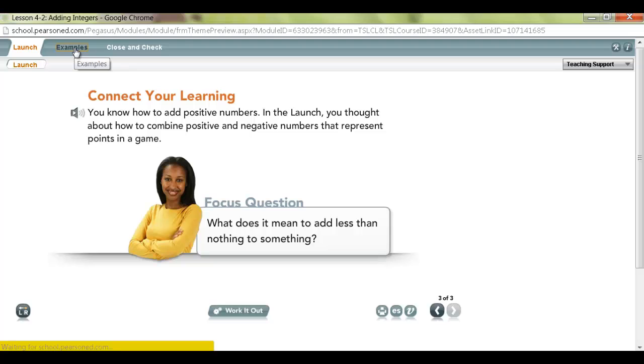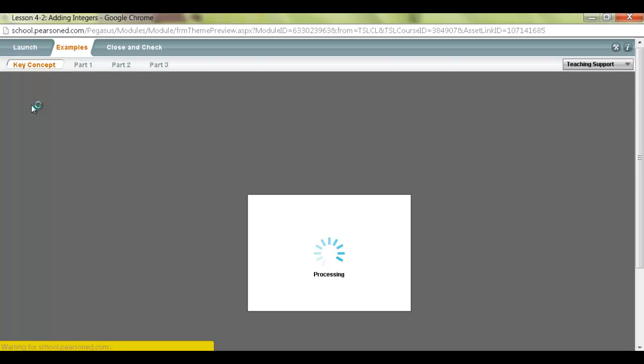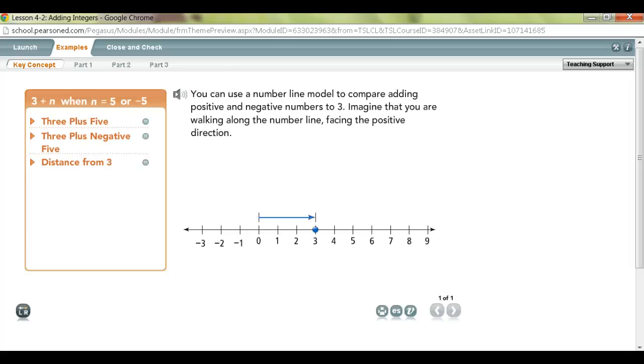We're going to be coming into some key concepts. So make sure that you're ready for taking your notes, because there's plenty of opportunity to take some useful notes that will be very beneficial for you as we progress through these lessons. You can use a number line model to compare adding positive and negative numbers to 3. Imagine that you are walking along the number line, facing the positive direction.